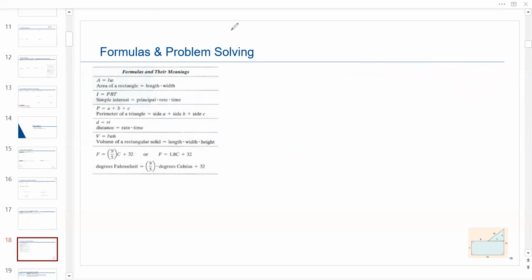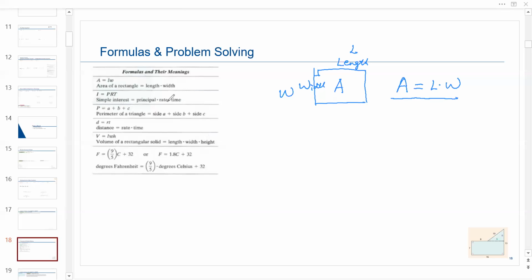Something like a rectangle. A rectangle has a length and a width. The area of this rectangle is the length times the width, right? This is length, we use L, and the width, we use W. So L times W, right? This is something everyone learned before, right? And the second one is simple interest.